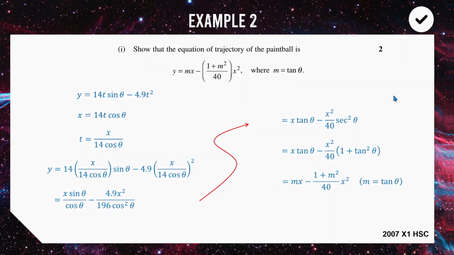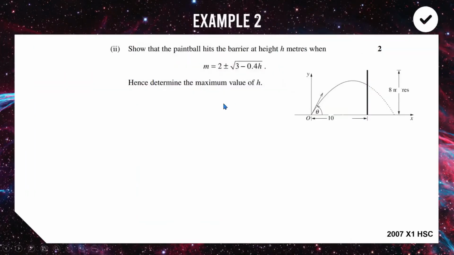Moving on to part 2. Show the paintball will hit the barrier at height h, so just here, this is h, when m is equal to 2 plus or minus square root of 3 minus 0.4h. Hence, determine the maximum value of h. This is a bit of a stitch up for 2 marks because there's a fair bit of work to be done here, but let's just get into it.